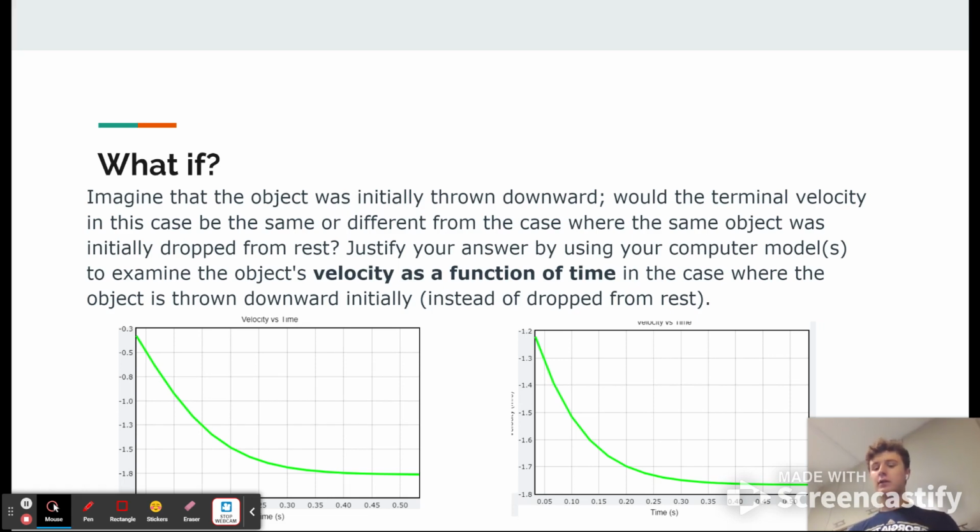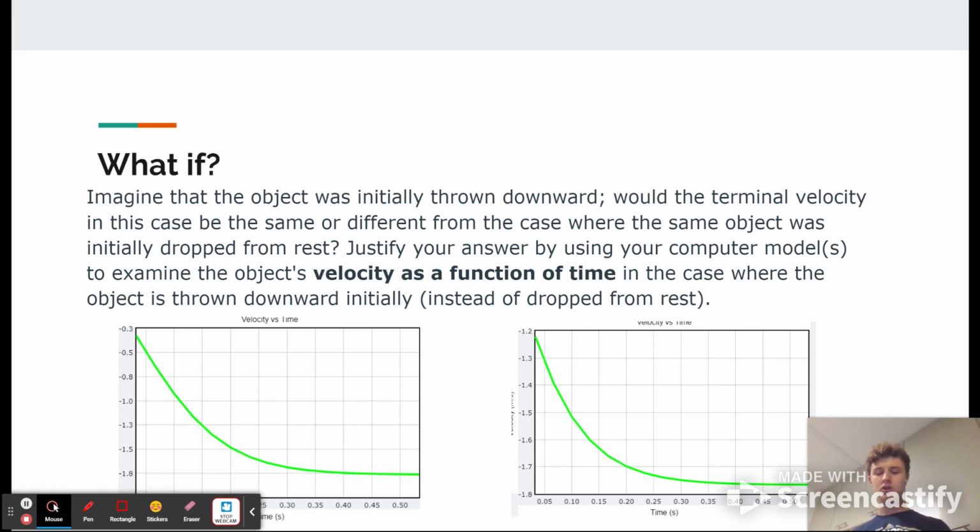For the what if, I've got two graphs here from computational models I mocked up, asking: if an object is thrown down, would the terminal velocity be higher or lower, and would it reach it faster? To do this, I changed the initial velocity vector in the code. When you just drop it, it eventually reaches a terminal velocity of about 1.8 meters per second. And when you throw it, it actually reaches a terminal velocity less than that.